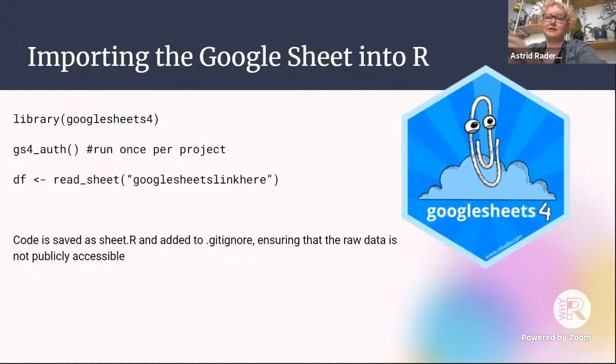So we saved this little bit of code as sheet.r, basically a .r file that we added to our git ignore. So when we're version controlling our app, this sheet is only present on my personal computer and Matt's personal computer. It's not public in the public domain. So any of these potentially harmful questions or harmful bits of information are not public. So that data is not publicly accessible.